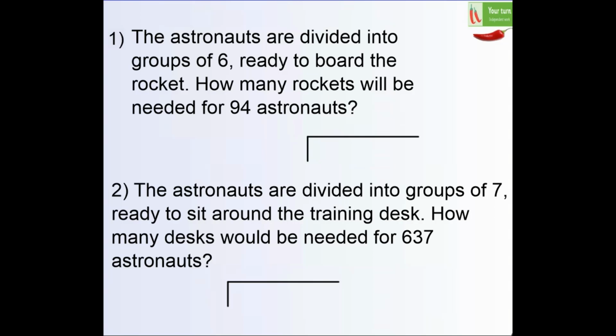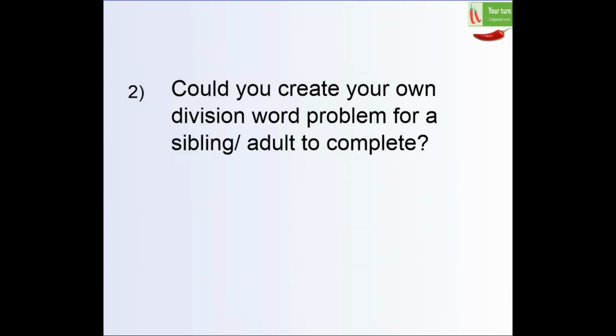Okay, Chili 1, here are your first 2 questions. Pause the video now and have a go. Remember to underline the key vocabulary, which would be the numbers. I've even put the bus stop method there for you so that you can have a go. Don't forget to do your jottings as well. So Chili 1, pause the video now. And Chili 1, this is your final question. Could you create your own division word problem for a sibling or an adult to complete?